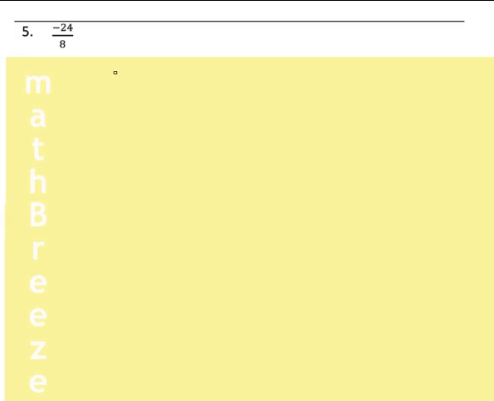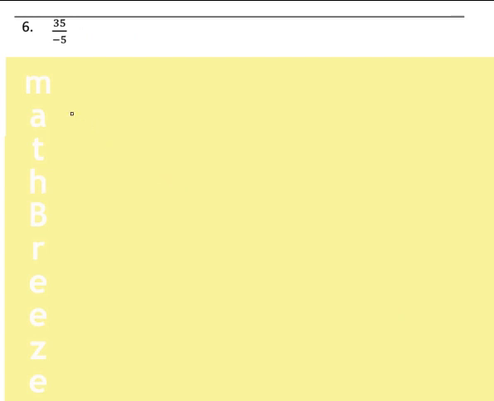In number 5, we're dividing a negative and a positive. The signs are different, so our answer will be negative. And 8 goes into 24 3 times, so that's negative 3. In number 6, we're dividing a positive by a negative. The signs are different, so our answer will be negative. And 5 goes into 35 7 times, so we have negative 7.